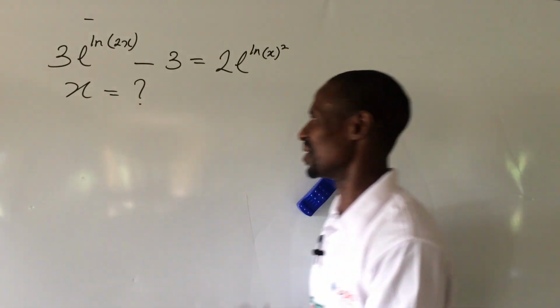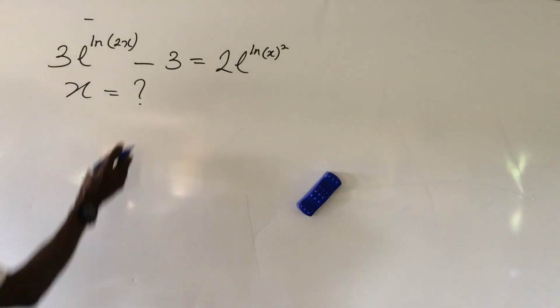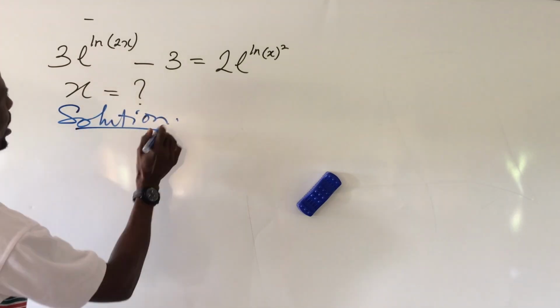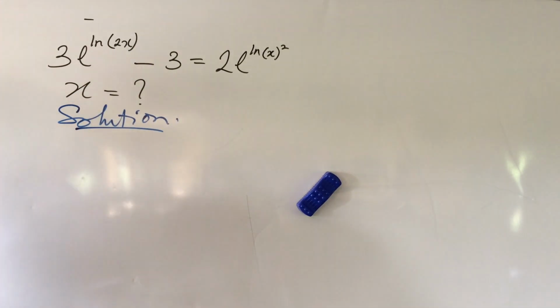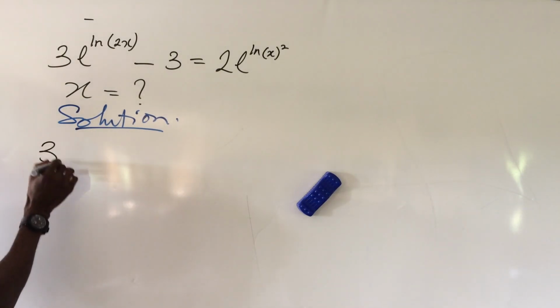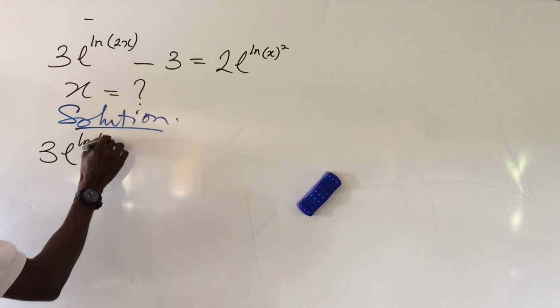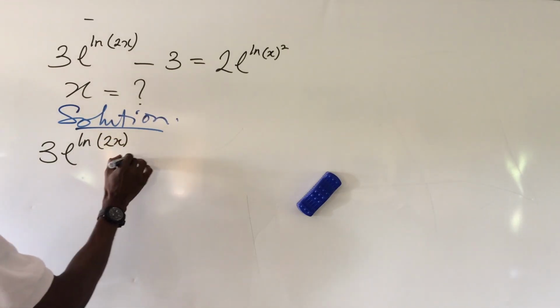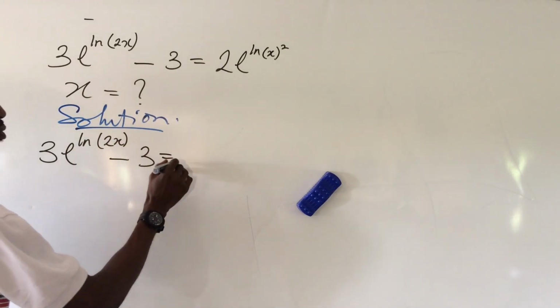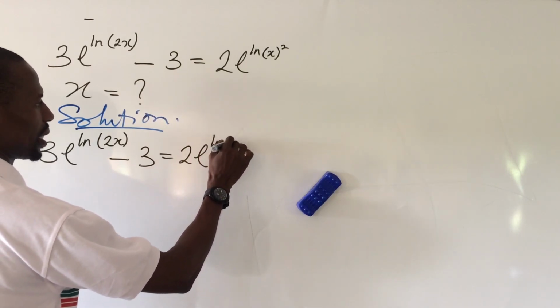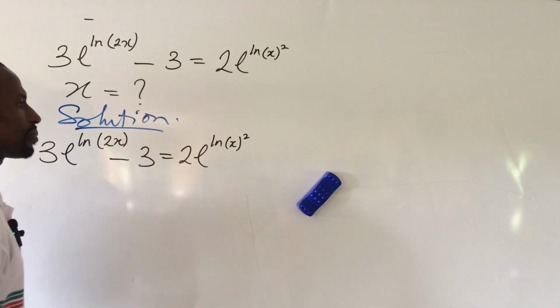Okay, let's have some fun here. So we take our solution. Here we have solution. Let's pull down our equation. The equation says we have 3e to the power of ln(2x) minus 3 equals 2e to the power of ln(x) all squared.